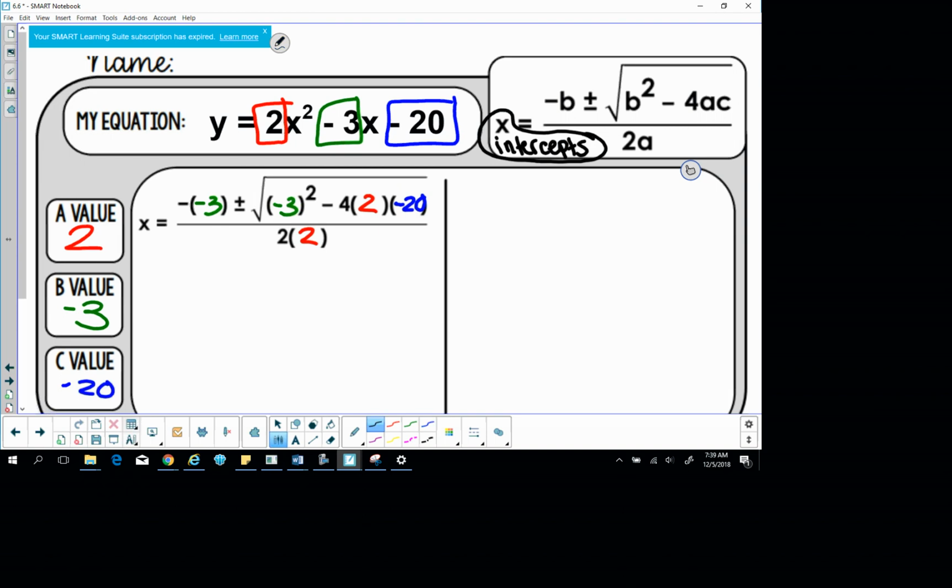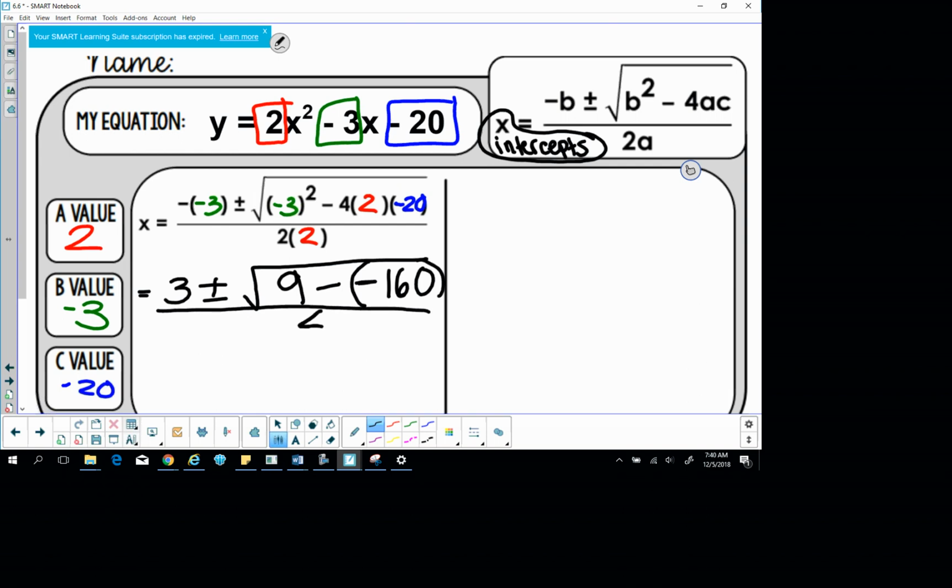So now, this is how we do it by hand. I'm just going to simplify it. What's the opposite of negative 3? 3. So I'm just simplifying the equation over and over again. Plus or minus, what's negative 3 squared? 9. It's always positive. Minus, and what's 4 times 2 times negative 20? 160. And since it's negative 160, all over 4. So I'm just simplifying it each time.